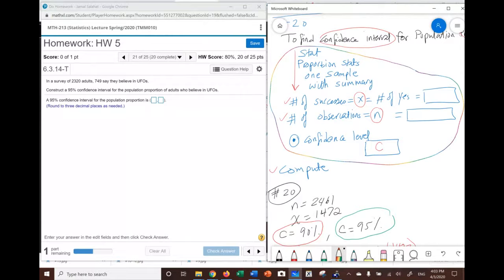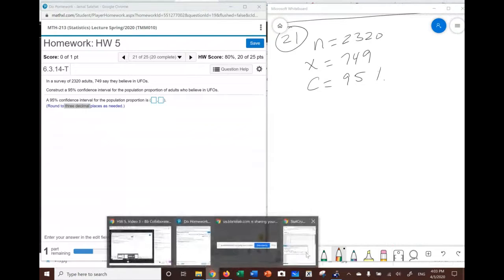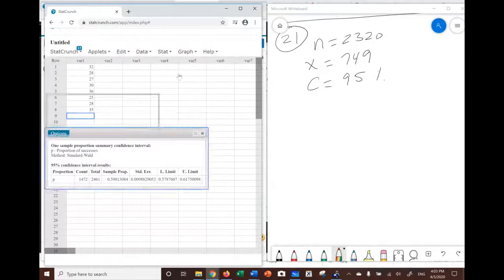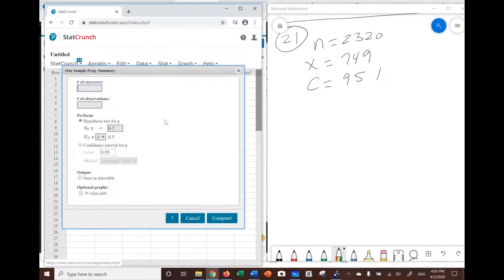Okay, so it's the same steps. Stat, Proportion Stat, One Sample, With Summary. You fill in the number of successes, number of observations, confidence level, and you get what you're looking for. So let me just go to StatCrunch. And again, before I go, they want 3 decimal places. So here's StatCrunch. I go to Stat, Proportion Stat, One Sample, With Summary, and number of successes in this case.